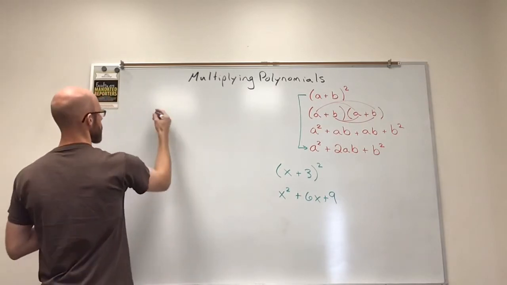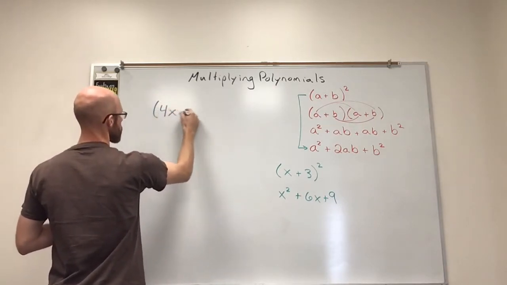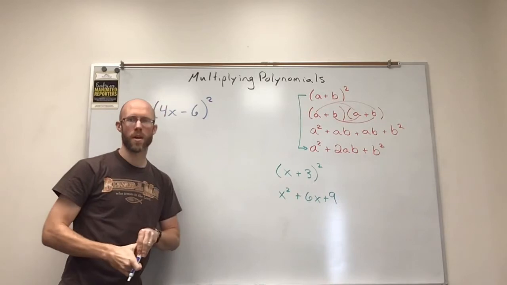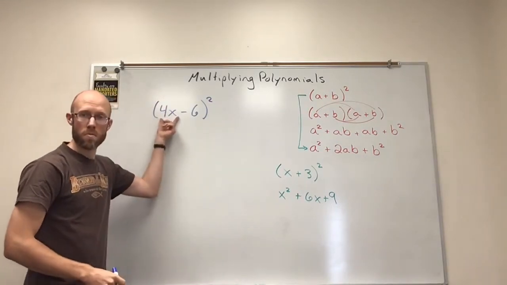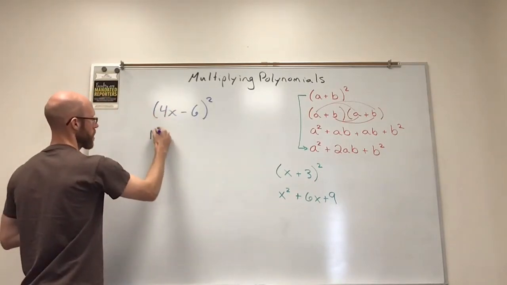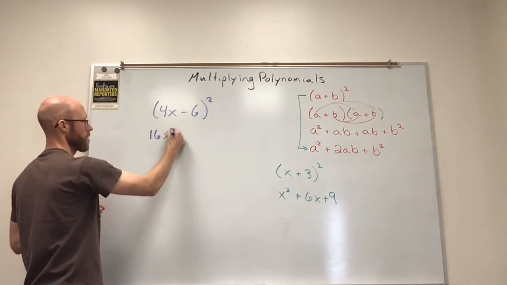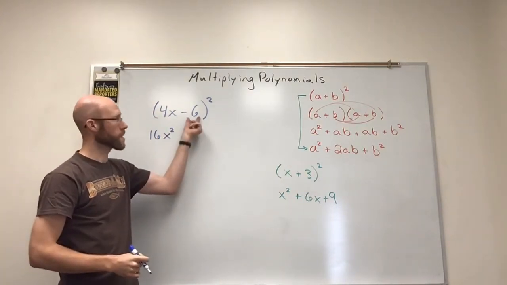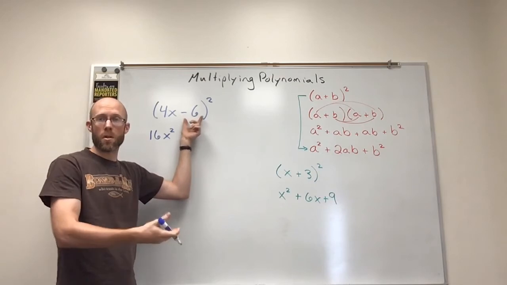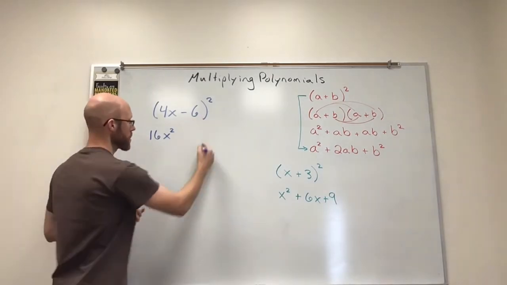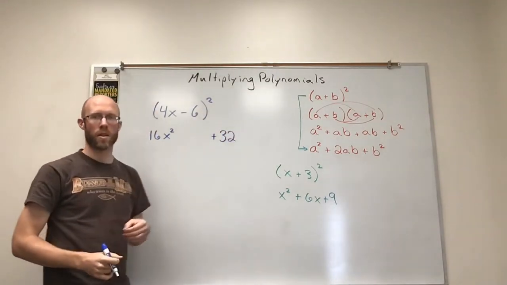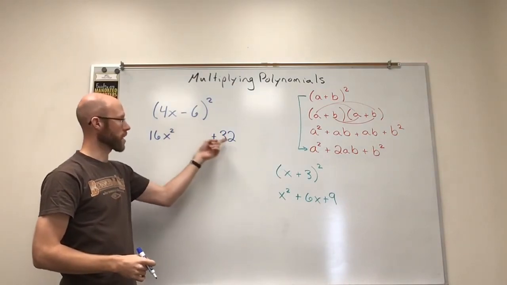So I could have something like 4x minus 6, all squared, okay? Again, I take the first term and square it. 4x squared is 16x squared, right? So if I take that first term and square it, I square the 4, I get 16, I square the x, and I get x squared. Then I take the minus 6 and square it. If you square a negative, you still get a positive. So it doesn't matter. I'm just going to have a positive at the end. So it's plus 6 squared, which is 36. Again, the square of a negative is positive.